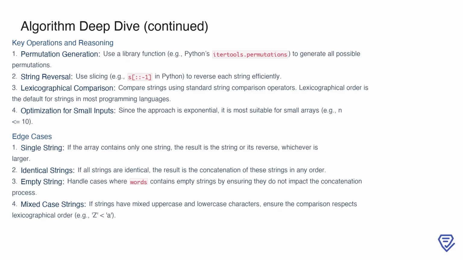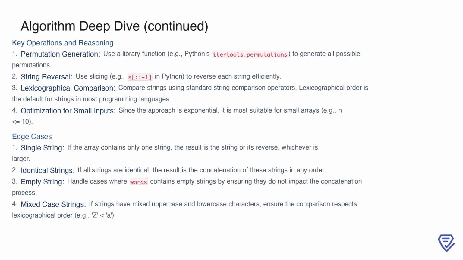Lexicographical comparisons are performed using standard string comparison operators, which most programming languages support by default. Additionally, since this approach has exponential complexity, it is best suited for small arrays, where n is 10 or less. Several edge cases must also be considered.